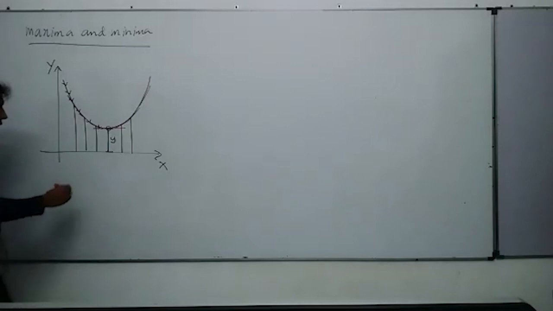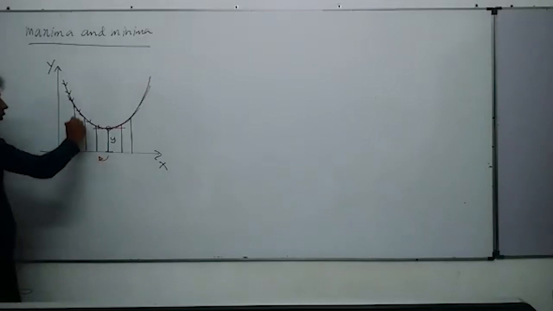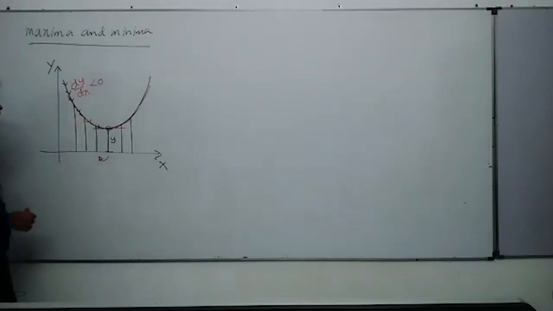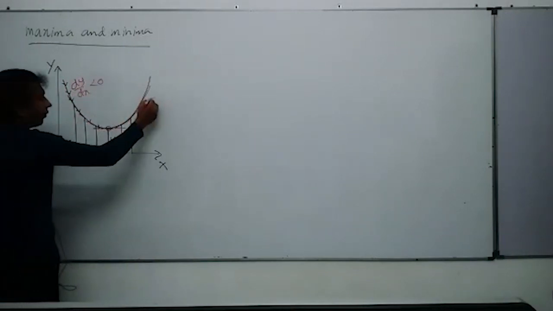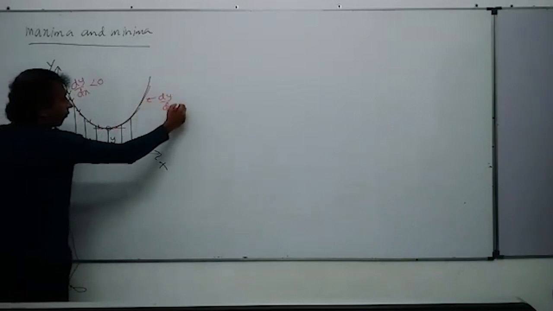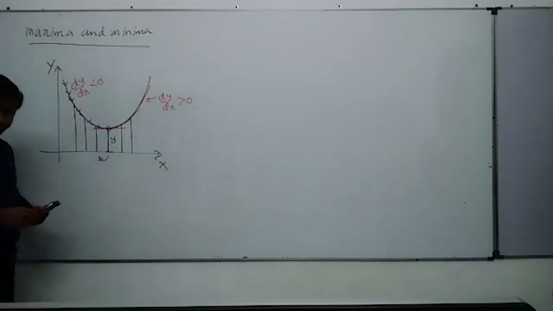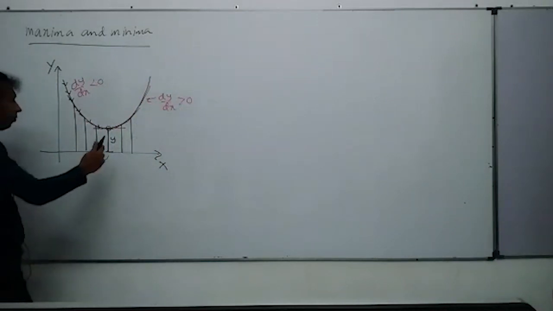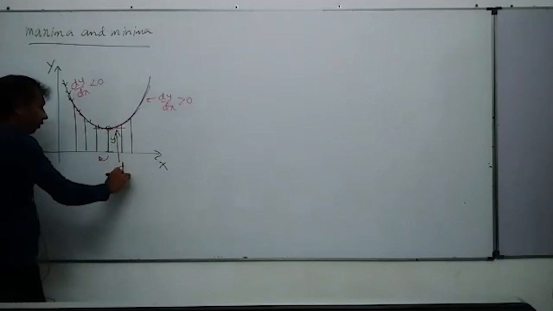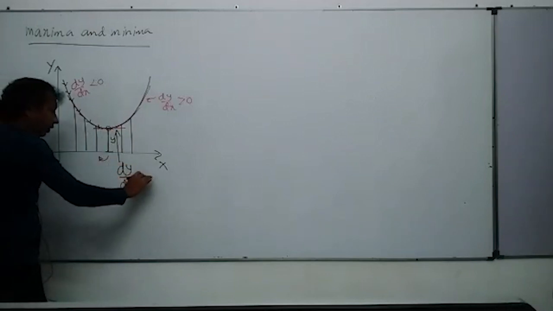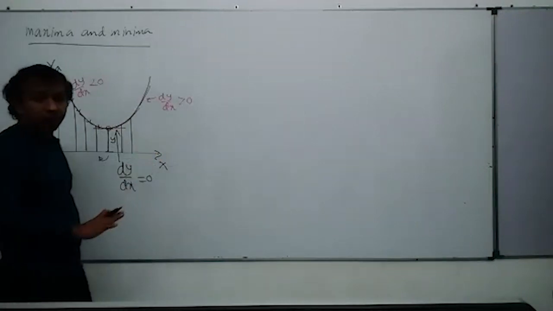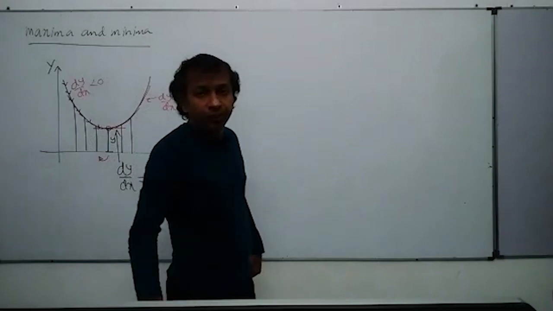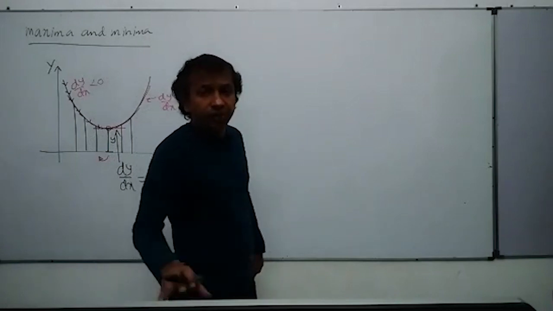You know, on the left of this point, all the tangents have negative gradient. On the right hand side, gradient positive. Exactly at the minimum point, people, the gradient dy by dx is 0, because the line is horizontal, so it does not make any angle with the positive x-axis. Angle is 0, tan 0 is 0, therefore the gradient is 0.